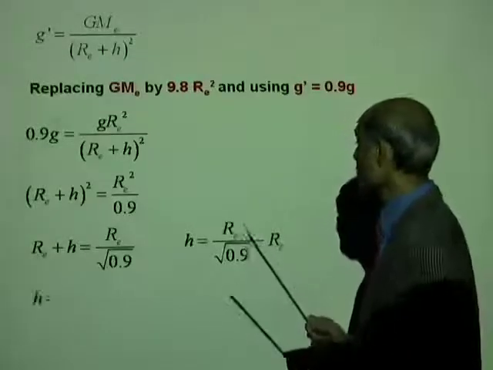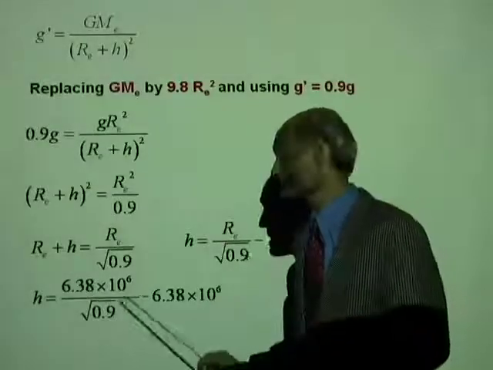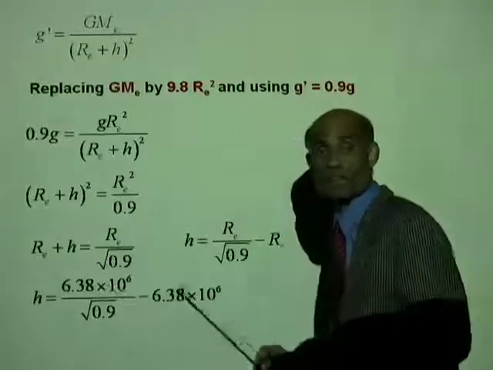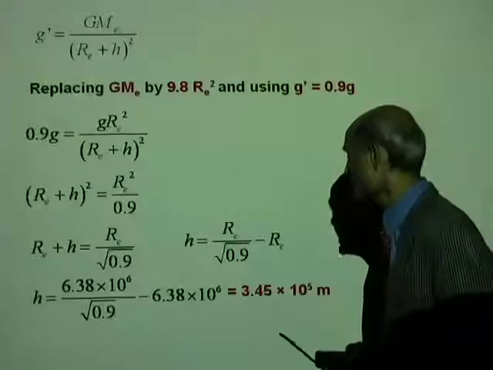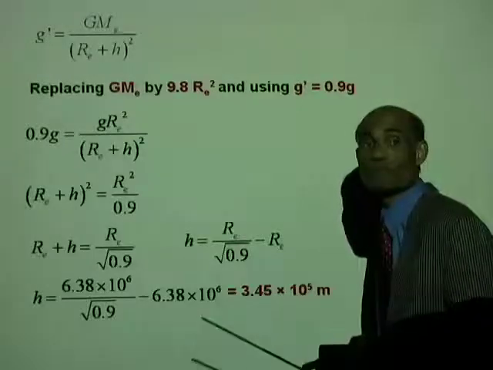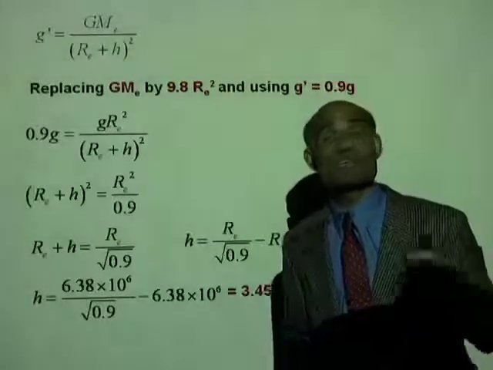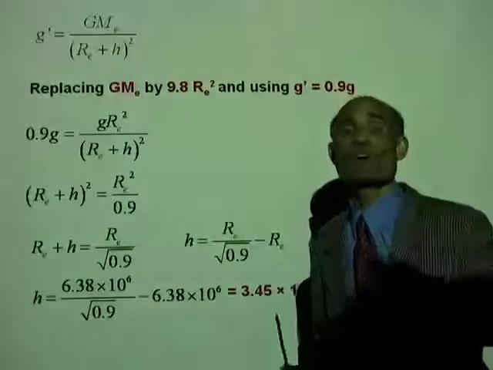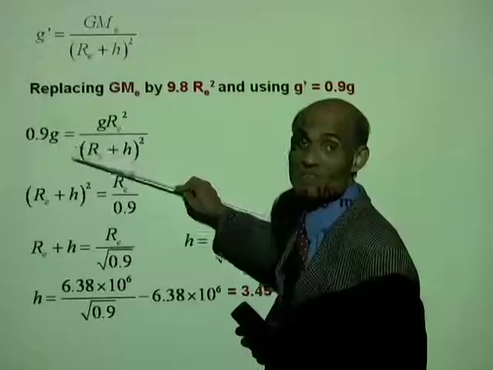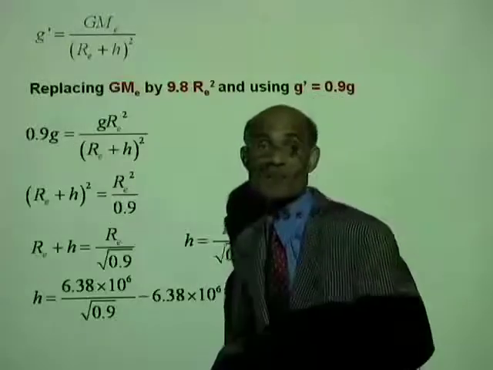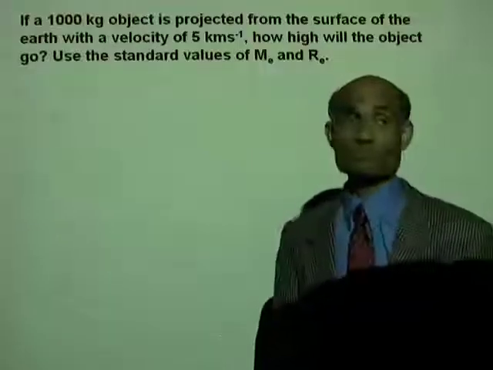And now use the value of Re. The radius of the earth is 6.38 times 10 to the 6. Using that value, we get h equal to 3.45 times 10 to the 5 meter. So at this altitude, his weight will be 90% of the weight on the surface of the earth. Okay, I want you to look through these steps, the simplification I did, and make sure you understand those steps. Okay, let's do another problem.